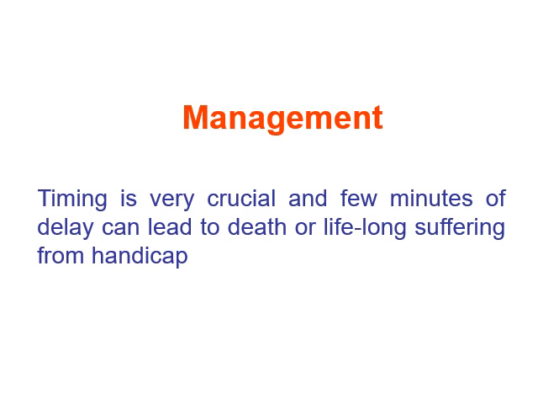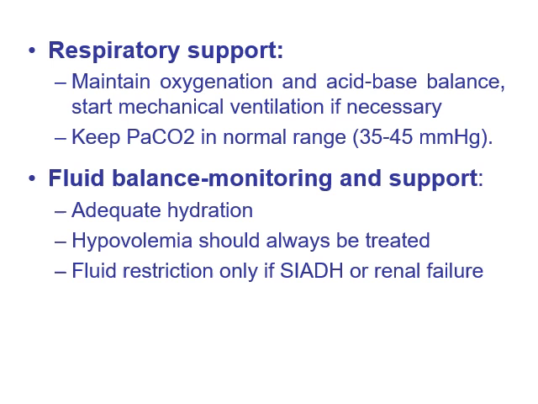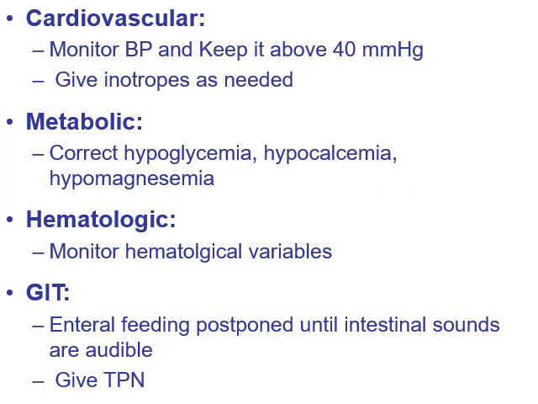How to manage? Of course, timing is very crucial, and a few minutes of delay may lead to death or suffering from handicap. Prevention, of course, is the best. Support of all systems. For example, the respiratory support, maintain oxygenation and acid-base balance, keep CO2 in the normal range, fluid electrolyte balance, liquid hydration, prevent hypovolemia and hypervolemia. The cardiovascular system, monitor the blood pressure, and if there is need to support the heart, we may give inotropes, may correct hypoglycemia, hypocalcemia. The hematologic variables should be monitored. The GIT, enteral feeding, except if the GIT is not intact.